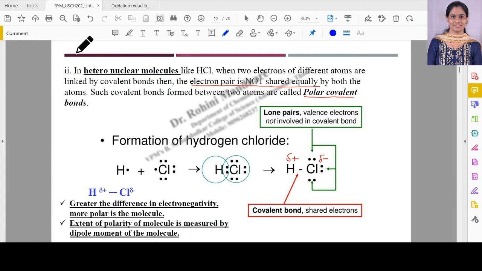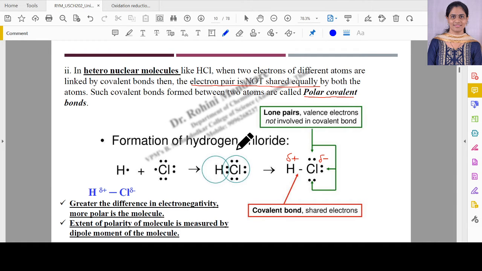And you have heteronuclear covalent bonds, where two different atoms are involved. When two different atoms are there, there will be a very slight or some electronegativity difference. So these types of bonds are polar covalent bonds. So HCl is under polar covalent bond.